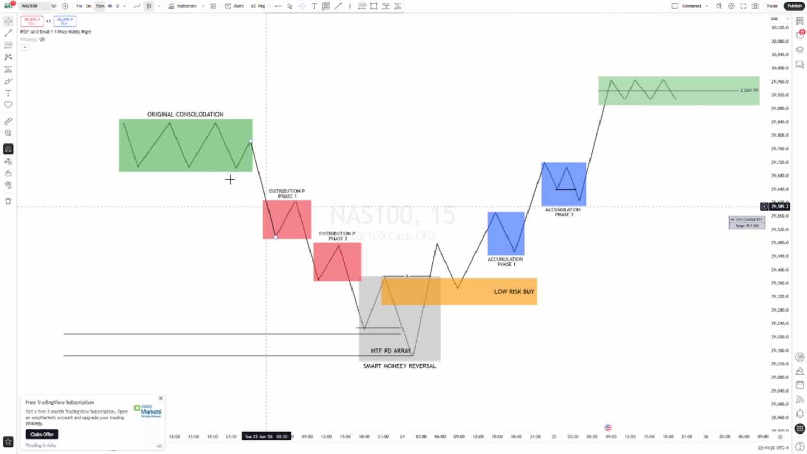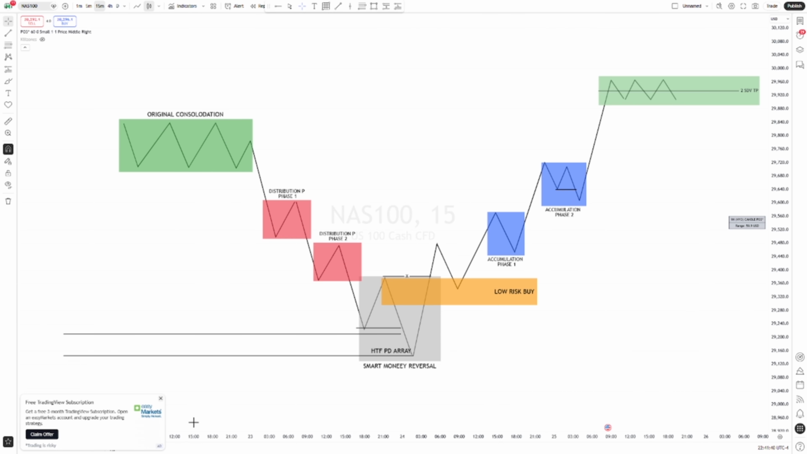Now, as price is pushing to the downside, we can see that it is creating distribution phases. We have our phase 1 and phase 2 over here. These phases, we want to see them act as a support structure for our buy side. We want to see buy side use all these highs to climb above them and bring price to the upside.